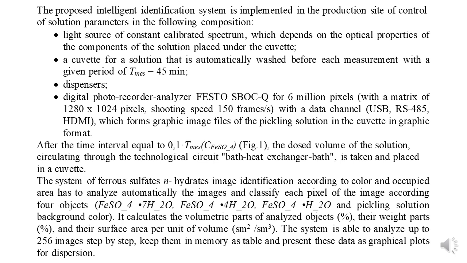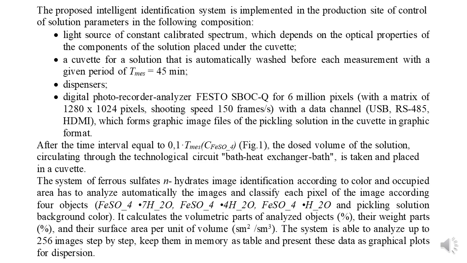The system of sulfide image identification according to color and occupied area has to analyze the image automatically and classify each pixel of the image according to the object: ferrous sulfides multihydrates group and pickling solution background color. It calculates the volumetric parts of the analyzed object, where weight, parts, and the surface area per unit of volume.